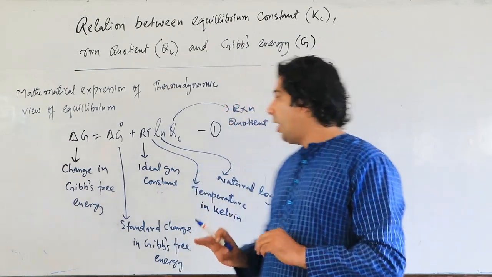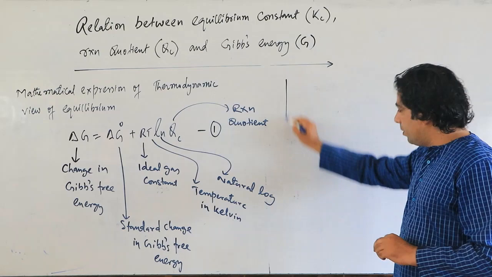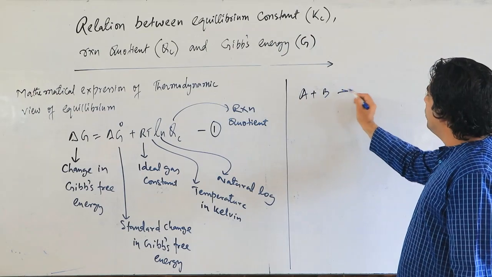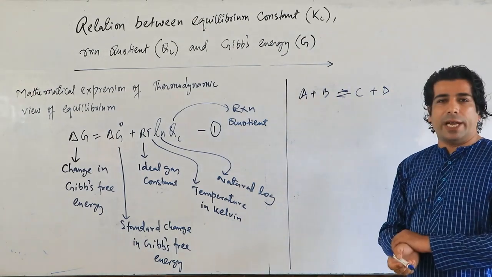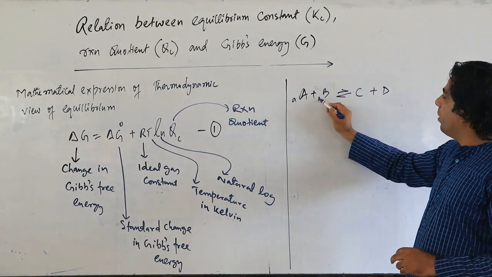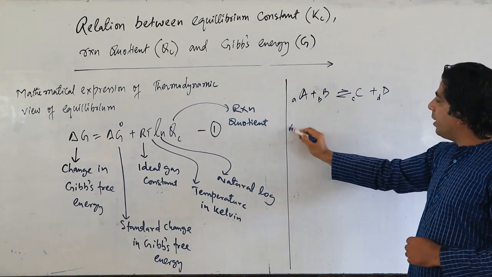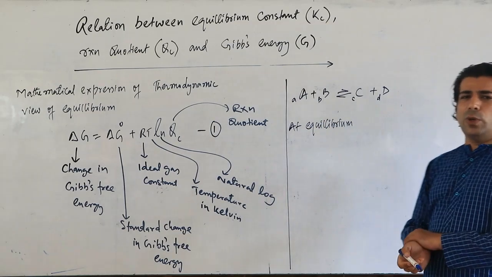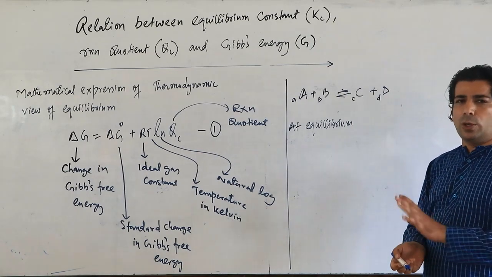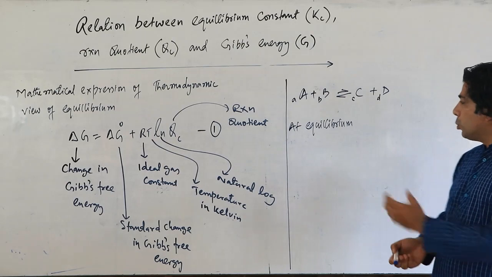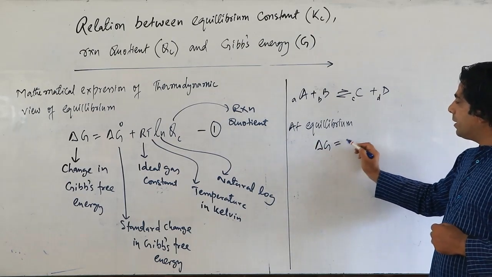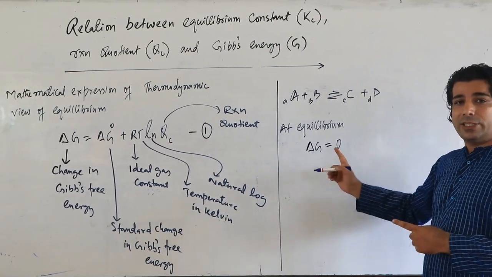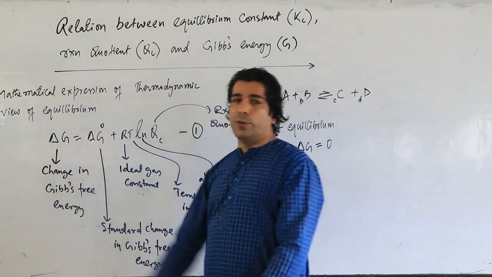So after learning this, let us go further and take one chemical reaction: A plus B gives C plus D. This chemical reaction is at equilibrium. These are the stoichiometric coefficients. Remember always, I have told you many times, equilibrium will take place in a closed system at constant temperature. So at equilibrium, delta G is equal to 0. Change in Gibbs free energy is 0, but not the standard change. Just the change in Gibbs free energy, delta G, is 0.